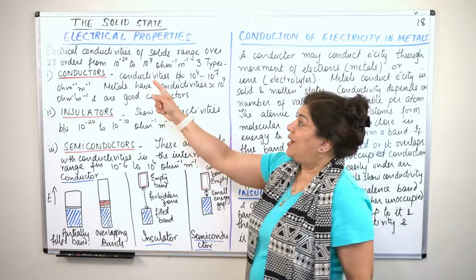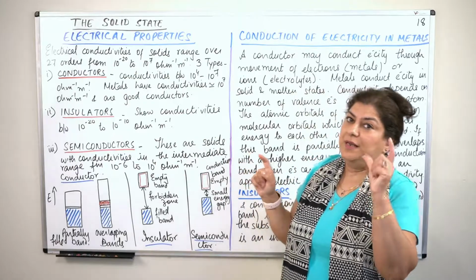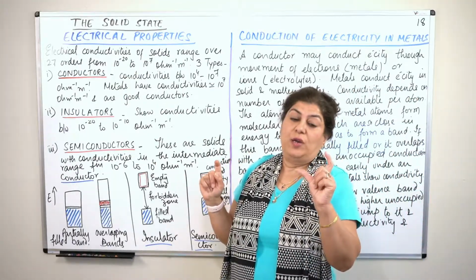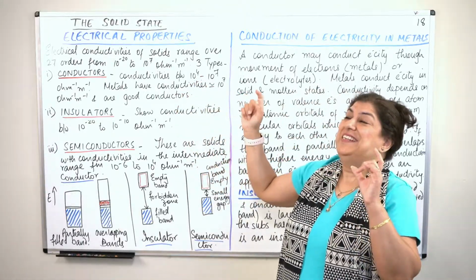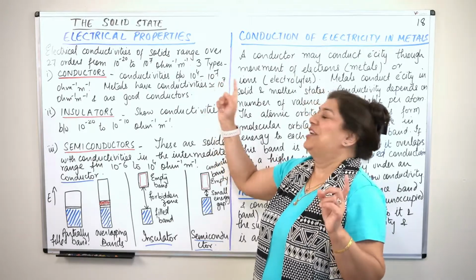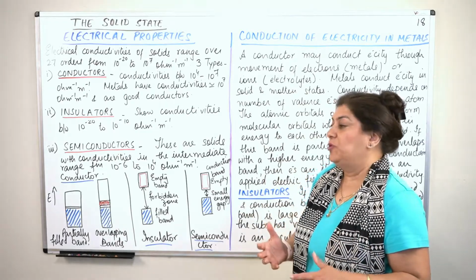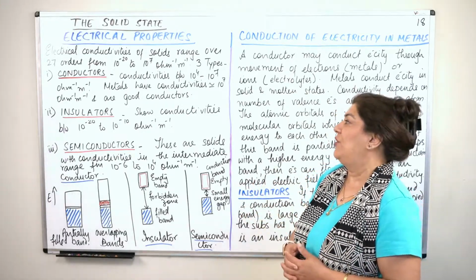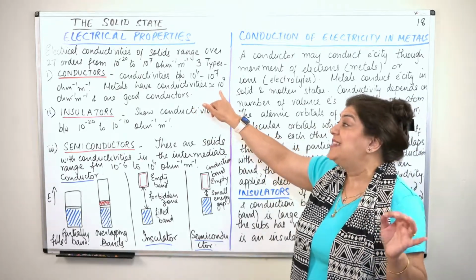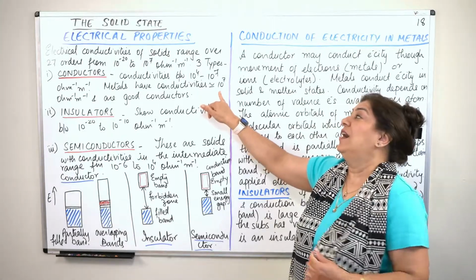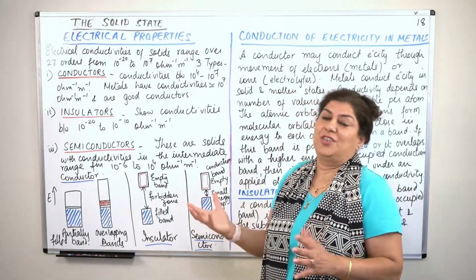We know conductivity starts at 10 to the power minus 20 and goes up to 10 to the power 7. But conductors are only those solids that exhibit a conductivity of 10 to the power 4 to 10 to the power 7. Now metals, which are very good conductors of electricity, usually show conductivities approximately equal to 10 to the power 7 per ohm per meter, which is the highest in this range. So the best conductors would be metals.